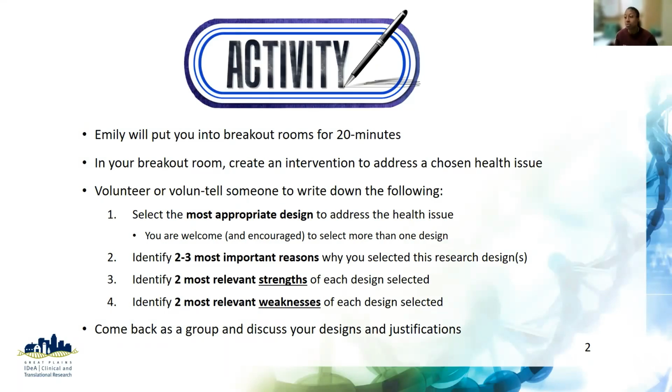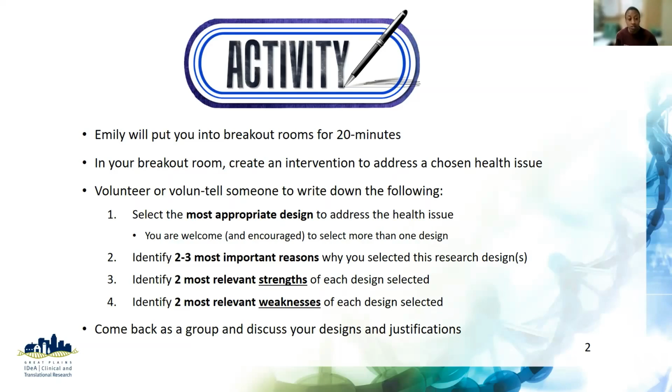And the intervention in particular needs to address certain things. So I would suggest that you either have somebody volunteer or volunteer someone to write down the following things, because when we come back together, we'll have a chance to report out and discuss what we talked about, and think about what those justifications are for these different designs. But first, I want the groups to select the most appropriate design to address that health issue. And that's just based on the information that Dr. Wickman had given in his presentation.